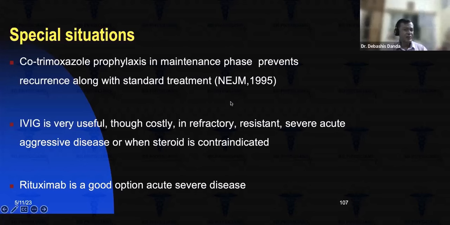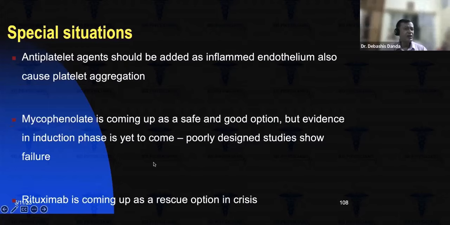IVIG, as I've told you, is expensive, but in refractory cases, in the presence of doubtful infection, it's a very good option. But it's a stopgap measure. Again, the benefit lasts not more than 3 weeks. Rituximab is a very good option in acute severe disease. In special situations, you have to use antiplatelets, especially in large vessel vasculitis, to prevent secondary thrombosis in the endothelium. Mycophenolate is coming up, as I told you, as a better choice. Rituximab is coming up as a very good rescue option in crisis.